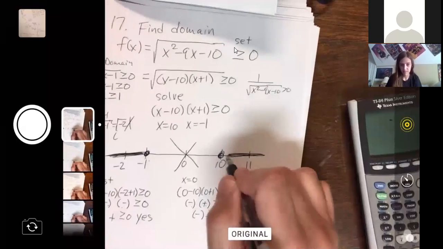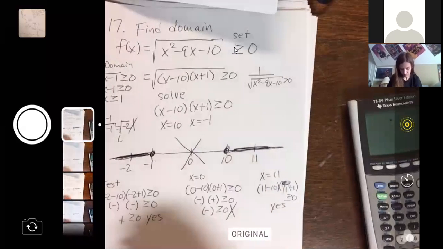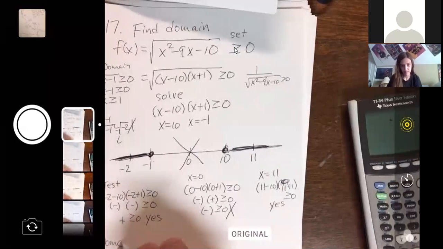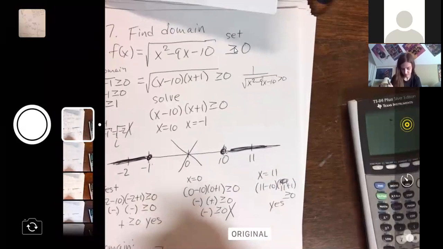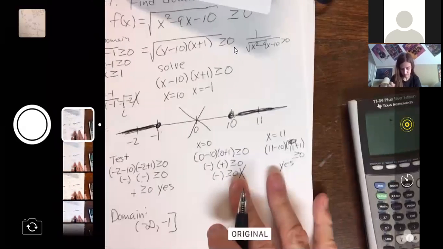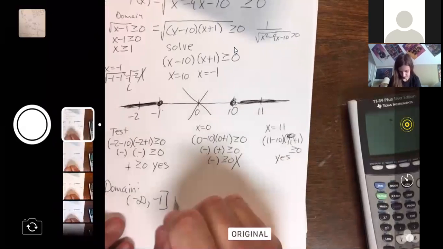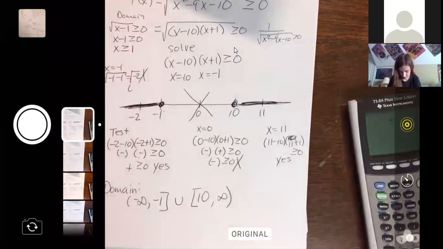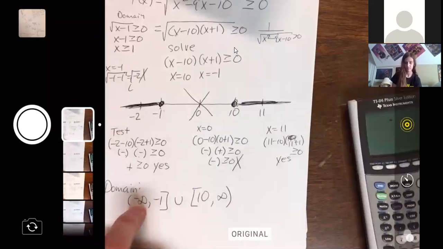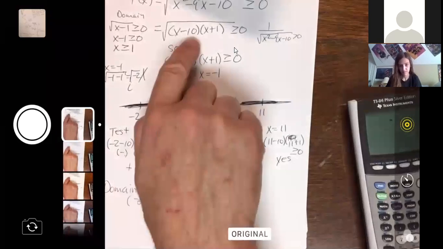So now you can write your domain in interval notation right off the graph. -infinity to -1 with a bracket, because you are including -1. And then you're picking up again with a bracket at 10, comma, infinity. Any numbers on this side of -1 or that side of 10, greater than 10, are in the domain. They give positives in this function.